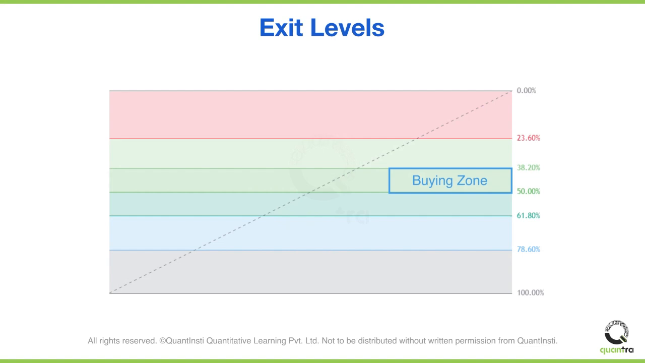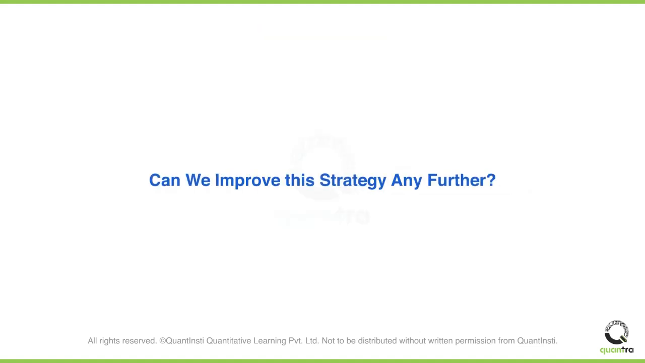Since we already have the Fibonacci levels, you can set the exit levels at the Fibonacci levels that are close to the buying zone. So that means for an uptrend, we can set the stop loss at the 61.8% level and the take profit at the 23.6% retracement level. And there, we have our strategy complete. But are there any more conditions that we can add to improve this strategy?